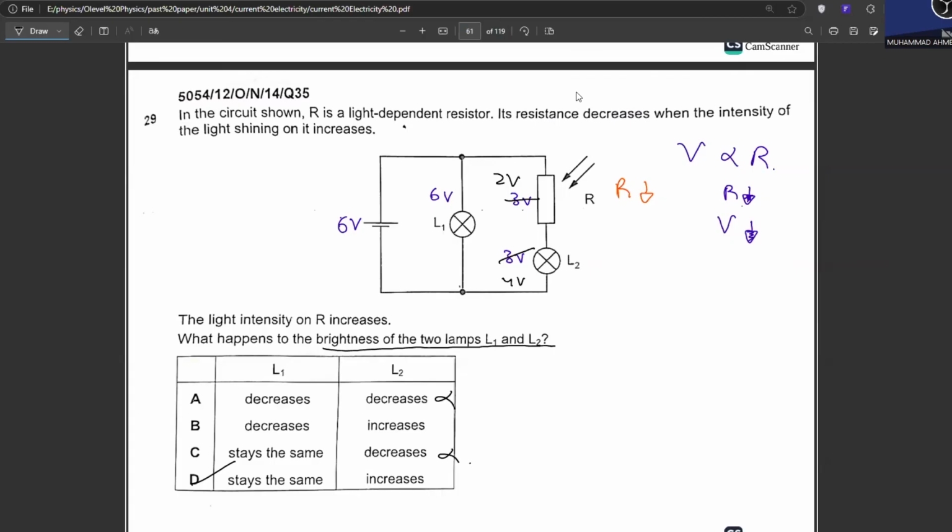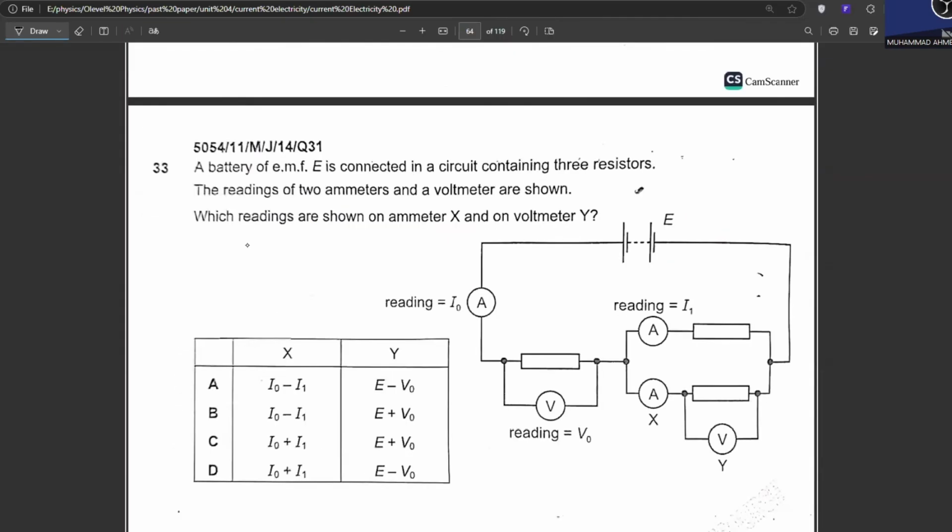Let's further our questions. Okay, let's see this. A battery of EMF E is connected in a circuit containing 3 resistors. The readings of 2 ammeters and a voltmeter are shown. This is your ammeter reading, this is your voltmeter reading. I guess there are 3 ammeters there.